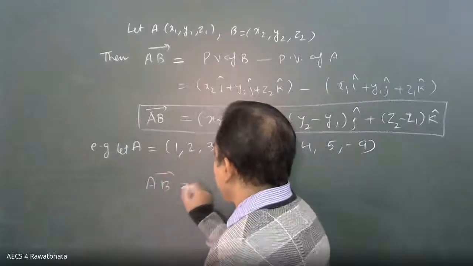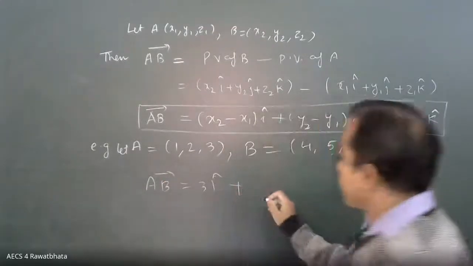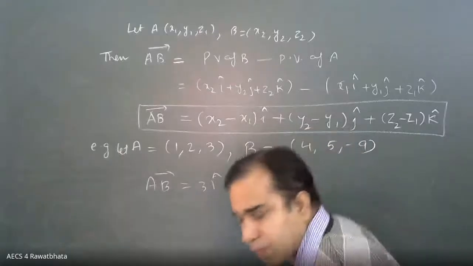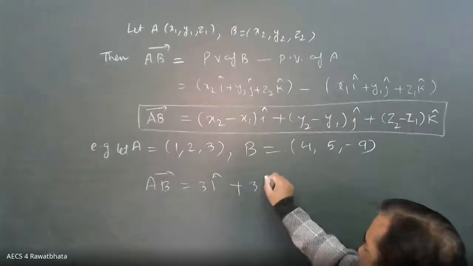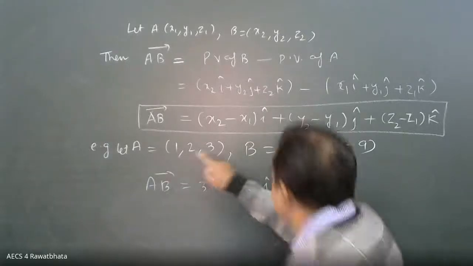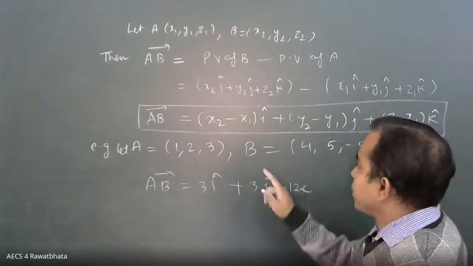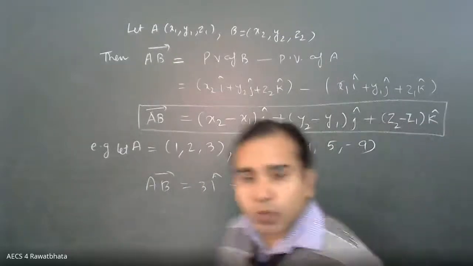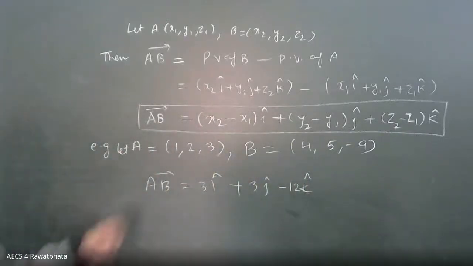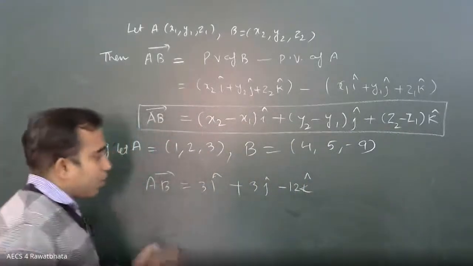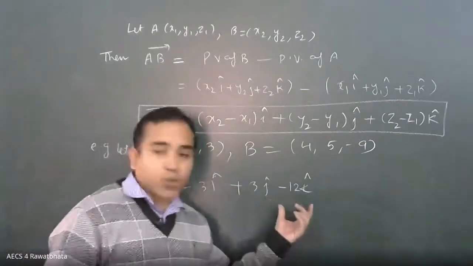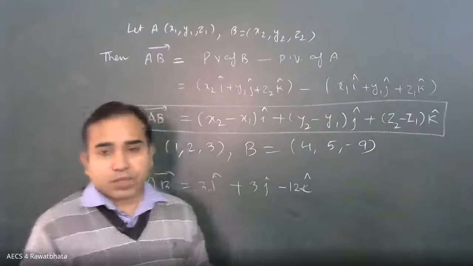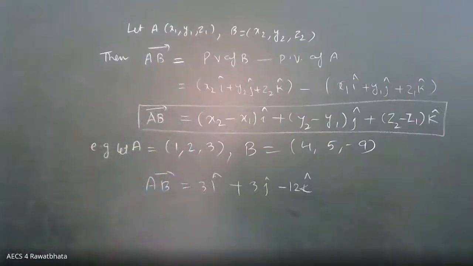क्या बोला? 3 i cap plus 3 j cap and minus 12 k cap. 4 minus 1 is 3, 5 minus 2 is 3, minus 9 minus 3 is minus 12 k cap. बिल्कुल. This is the way how we can write AB vector. ठीक है. इसका मॉडुलस निकालना पड़ जाएगा. वो भी आप निकाल सकते हैं by root of 3 square plus 3 square plus minus 12 whole square. है ना? This is simple thing. This thing is getting completed.